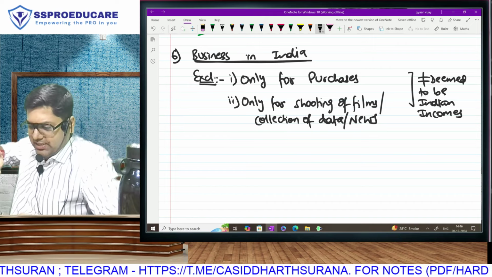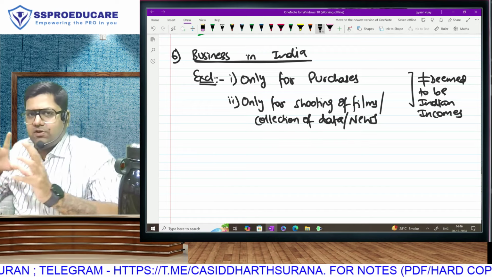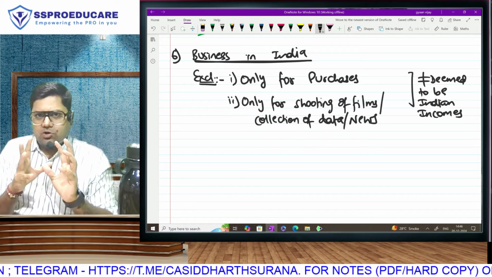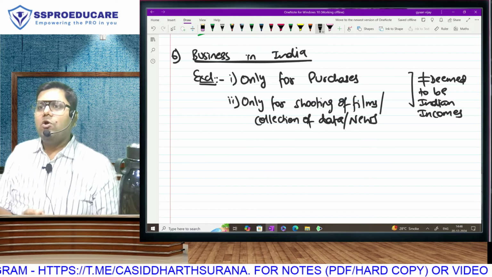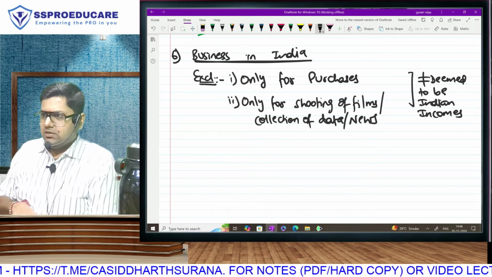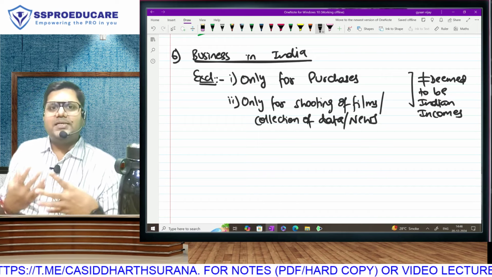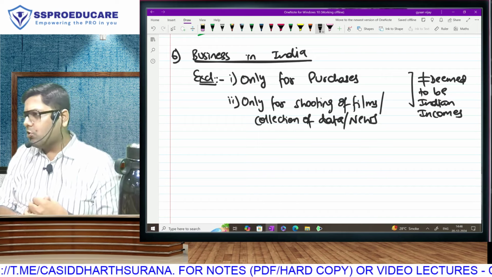These are two different examples. Collection of data is different from shooting of films. I will talk about both of them one by one. First, let's talk about shooting of films. A lot of foreign films' shooting does take place in India. One big reason is low cost sets.